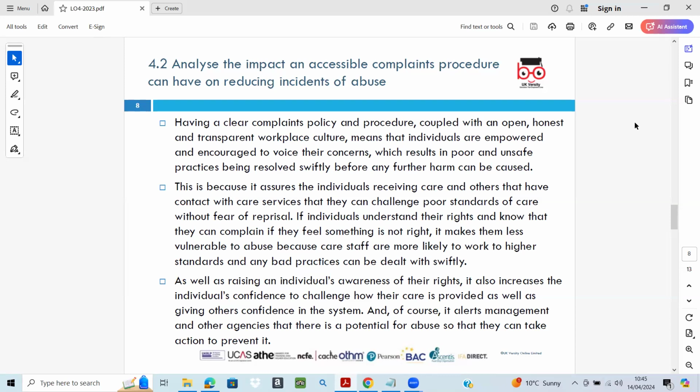So, to sum up, an accessible complaint procedure plays a critical role in reducing incidents of abuse by empowering individuals and ensuring high standards of care, building confidence in the care system, and enabling proactive management. This is important, and we always follow these guidelines.